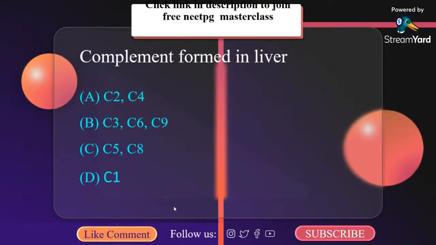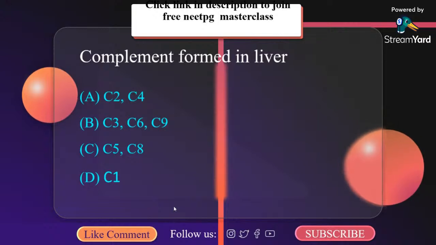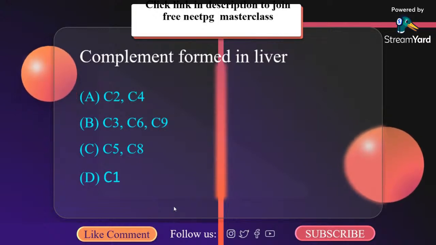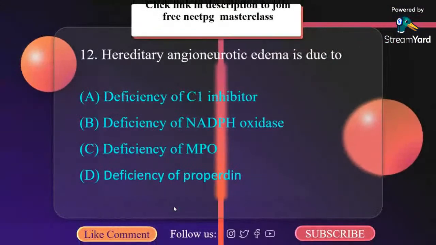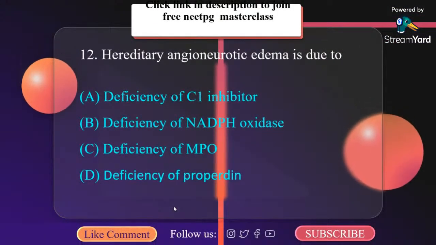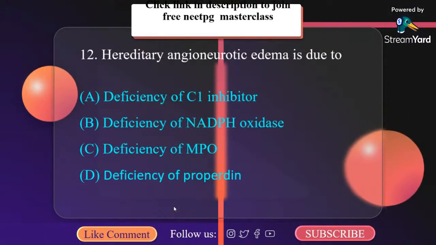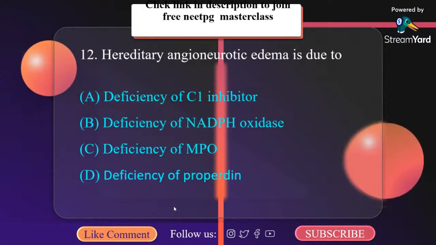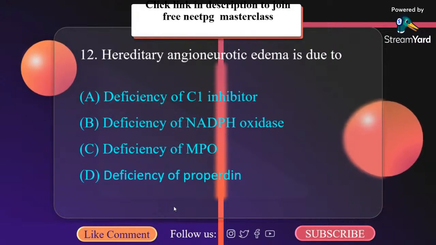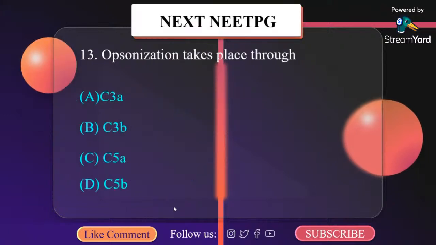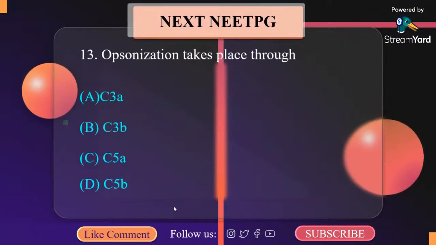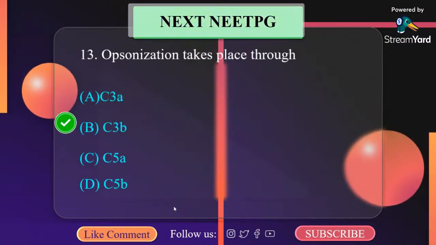Complement formed in liver are: A. C2, C4, B. C3, C6, C9, C. C5, C8, D. C1, C3, C6, C9. Hereditary angioneurotic edema is due to A. Deficiency of C1 inhibitor, B. Deficiency of NADPH oxidase, C. Deficiency of MPO, D. Deficiency of bromodeoxyuridine. There is deficiency of C1 inhibitor. Opsonization takes place through C3b.